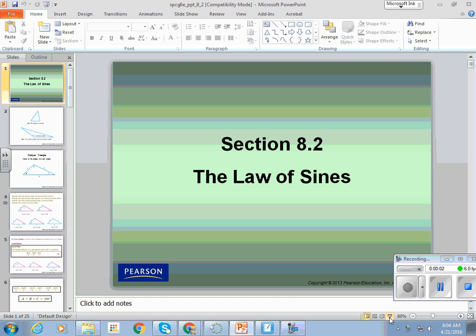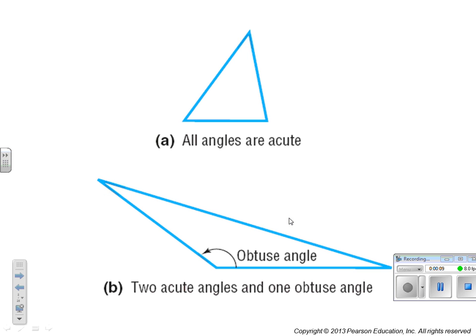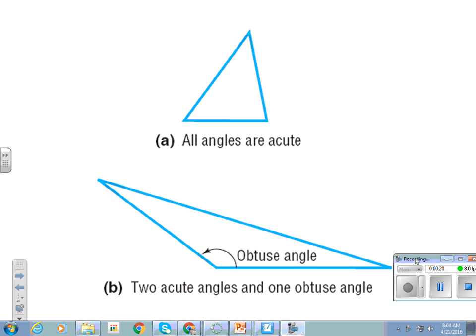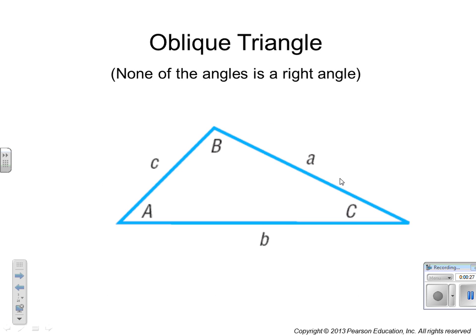Okay, this is section 8.2, the law of sines. So check out a couple of triangles. A is a scenario where we have all acute angles. B is a scenario where we have two acute angles and one obtuse angle. And then an oblique triangle is one where none of the angles is a right angle.